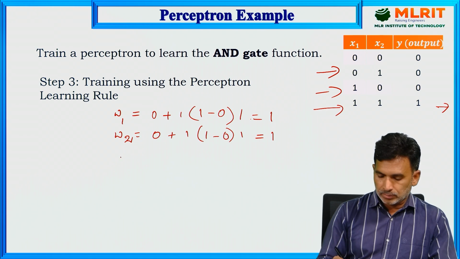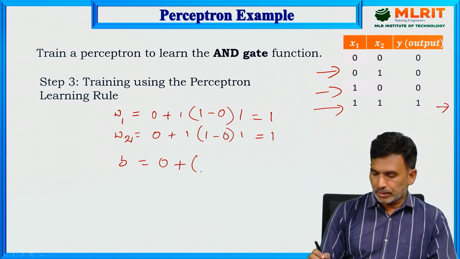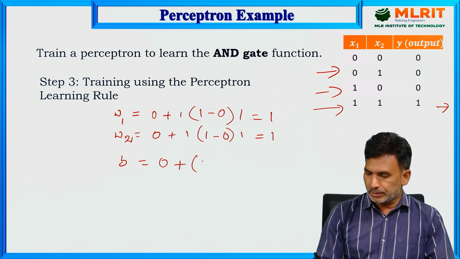And then the bias b, previous 0 plus the learning rate times y true, that is 1, minus y predicted, which is 0.